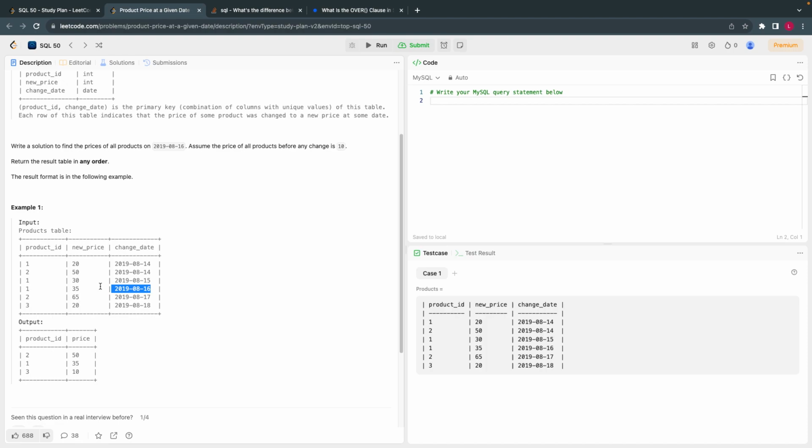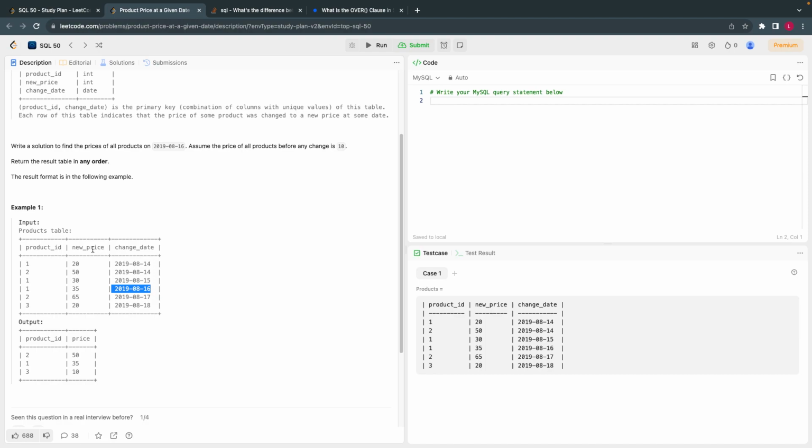Recent price, how do I get the recent price? We just have to go by order by date, and check for each product. How do I do that? I can just use group by on each product ID, take the maximum date, and from the maximum date, get the price. This is one way of doing it. This is half of the problem solved.